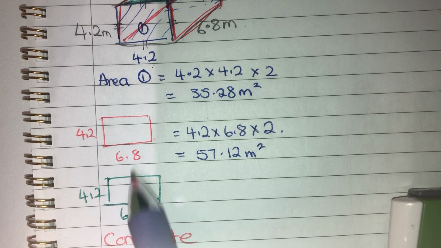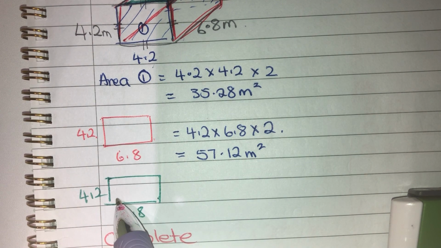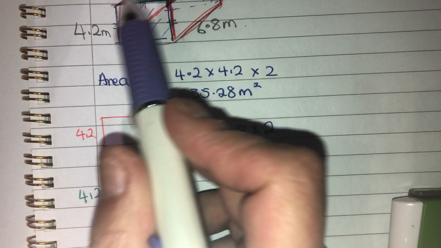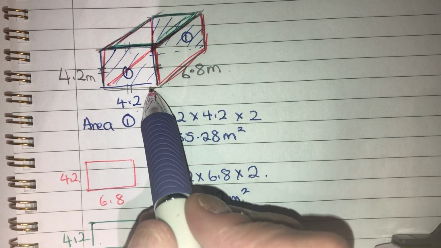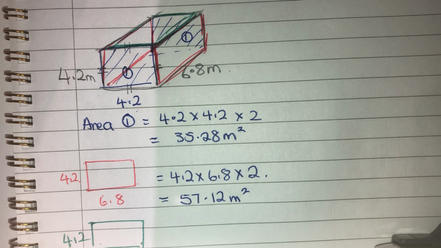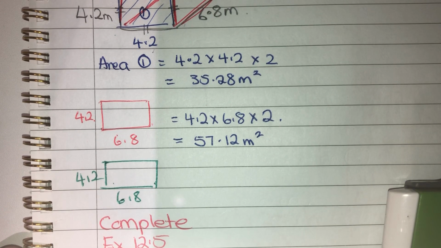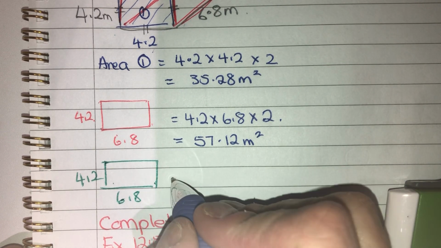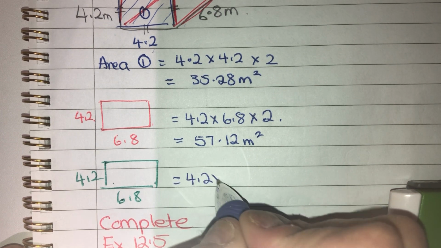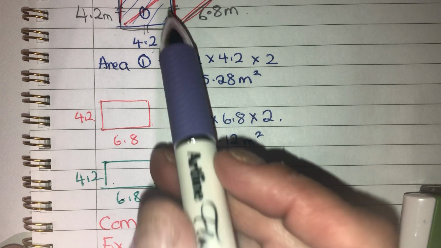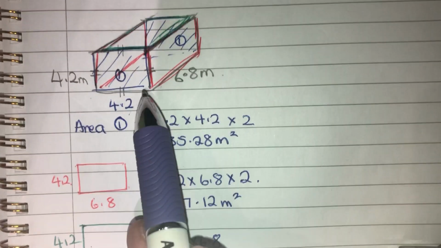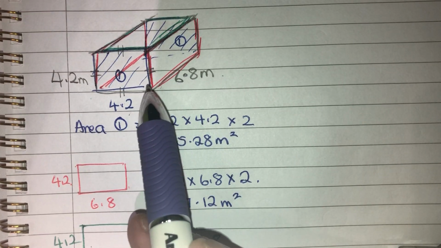Now, why is that the same as the one we've just done? Because this is a square. So this length is the same as this, same as this, same as this. If you can see that ahead of time, you can do it that way. Okay, so we do 4.2 times 6.8, but we don't multiply it by 2 because we do not want to colour in or paint the bottom.